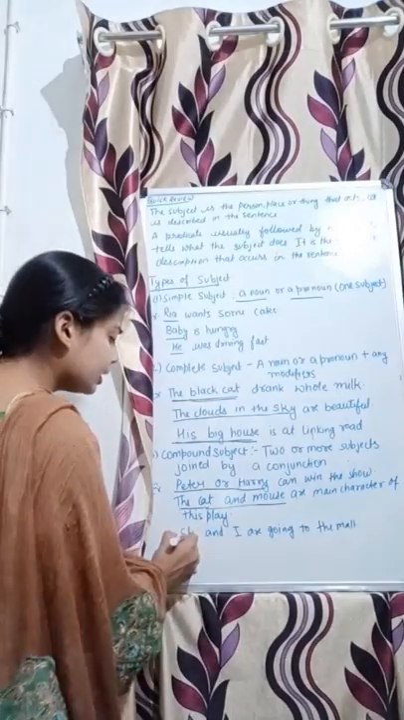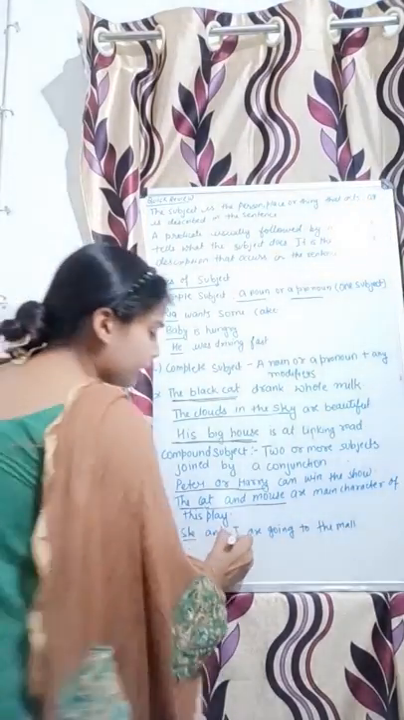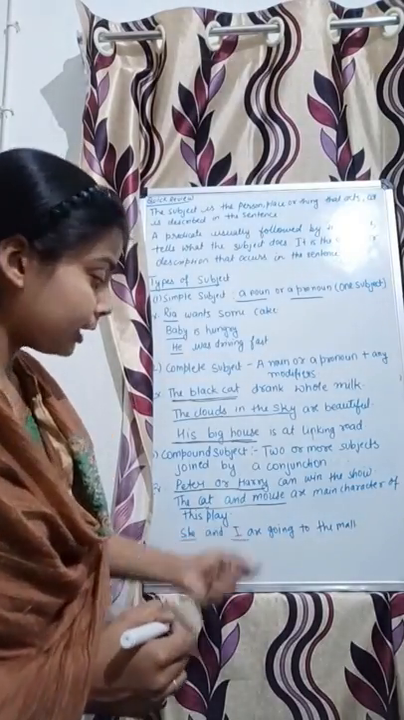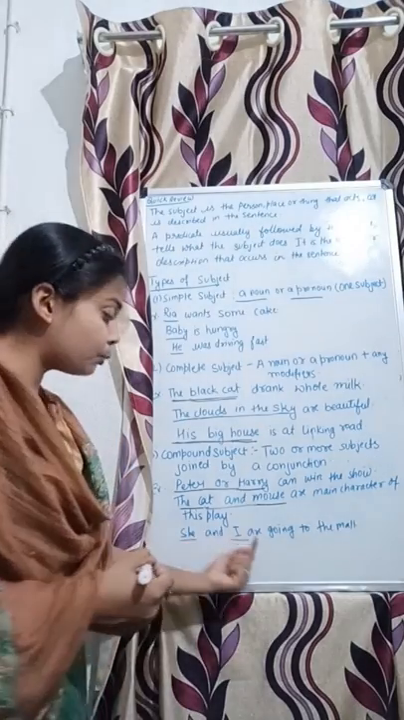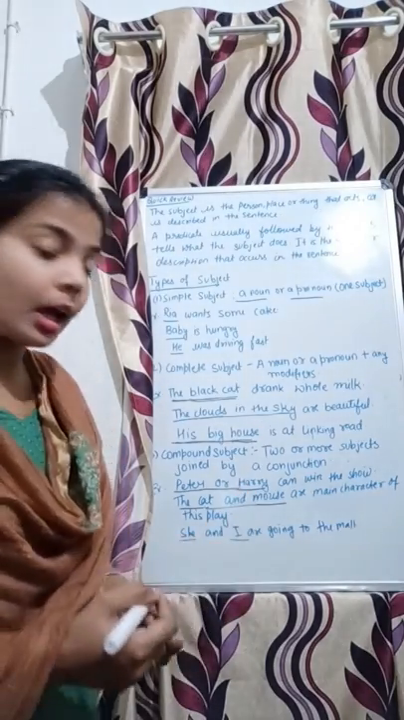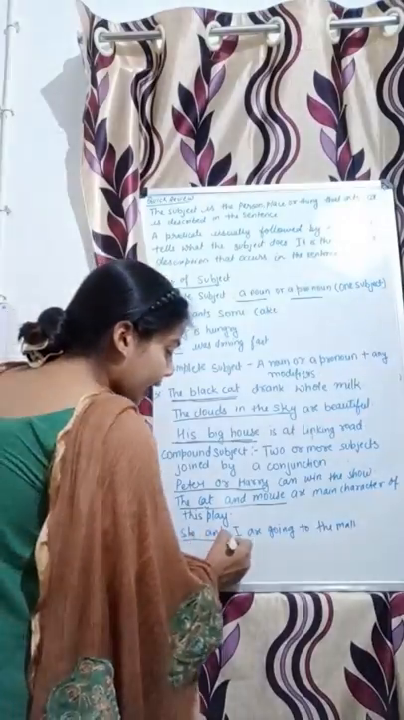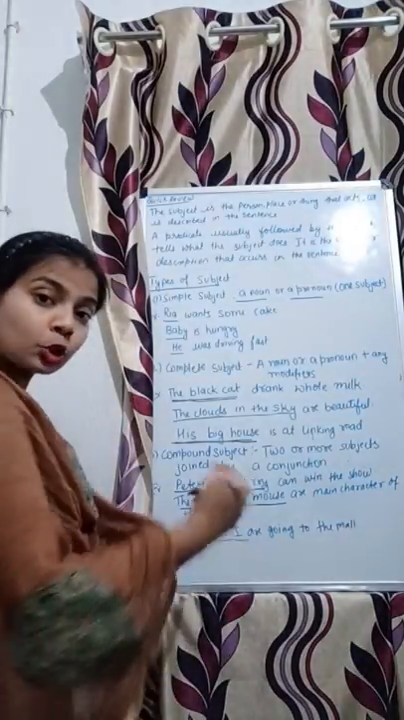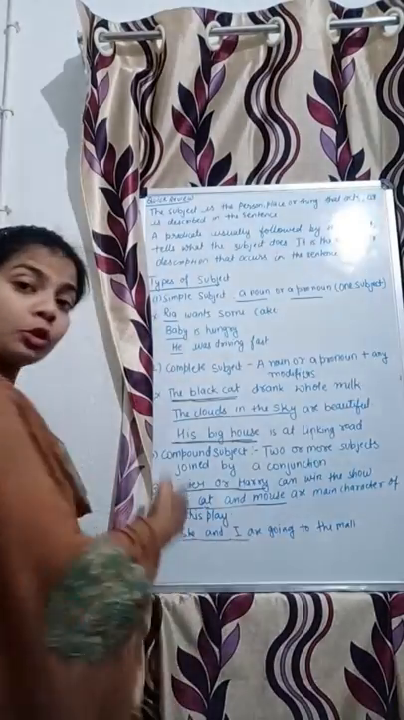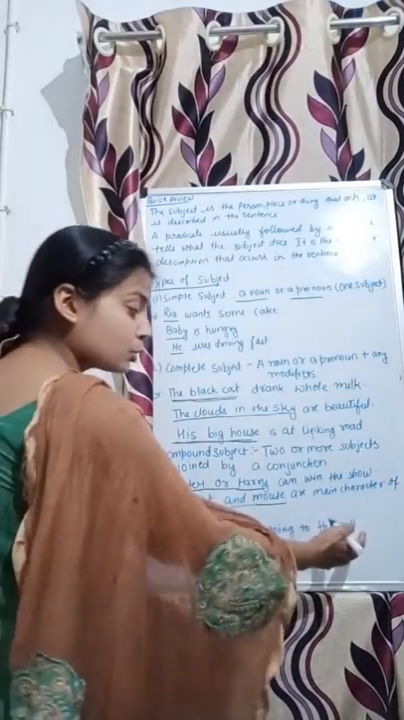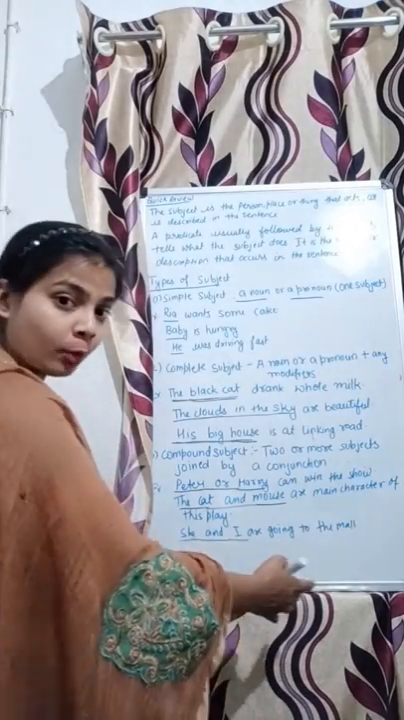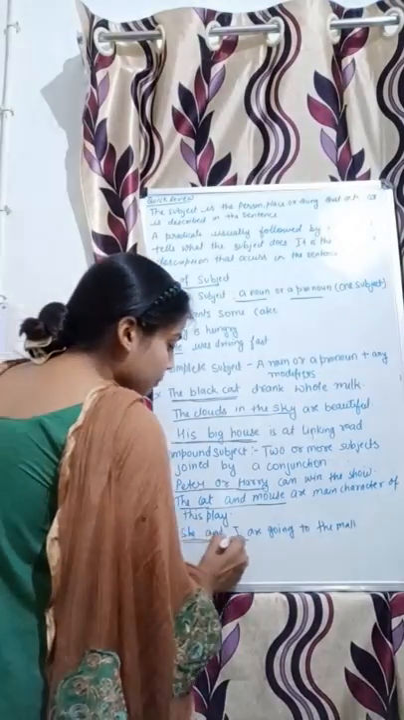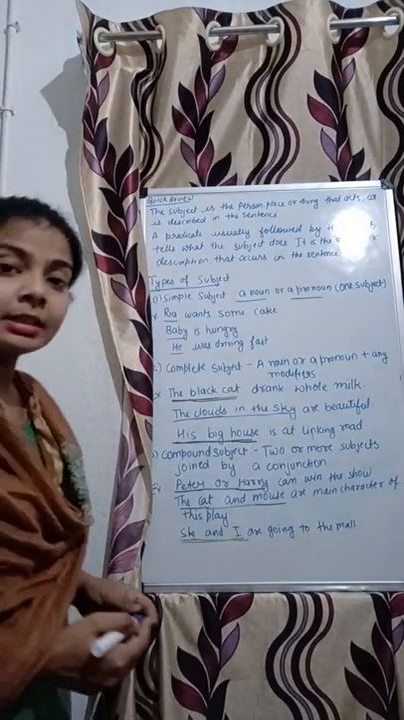She and I. She is a pronoun and I is also a pronoun. She is used for feminine and I is used for first person. And these both pronouns are joined with the conjunction and. As you can see, this sentence is describing both the subjects. She is going to the mall, I am going to the mall. So here it is talking about both the subjects. So these both subjects together are called a compound subject.